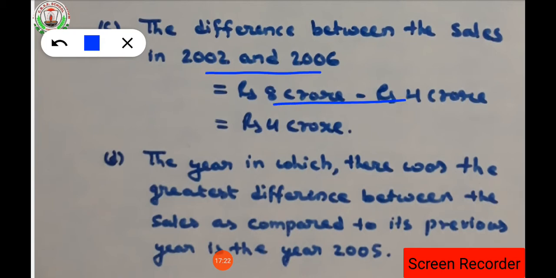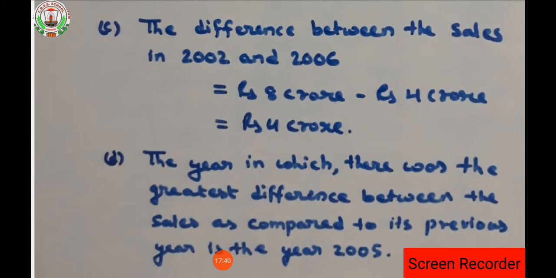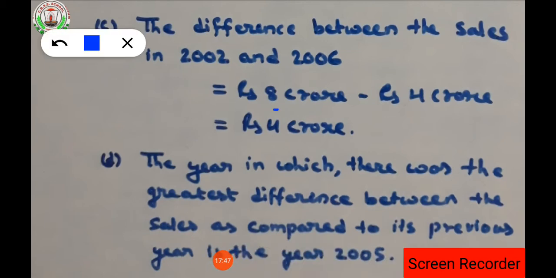So we have to subtract. In 2002, 4 crores products were sold, and in 2006 how much product is sold? That is 8 crores. Now here it is asking to compute the difference. So compute the difference, that means we have to subtract it, isn't it? So 4 crores will be subtracted from 8 crores. So the answer will be rupees 4 crores itself, as I had explained to you beforehand.